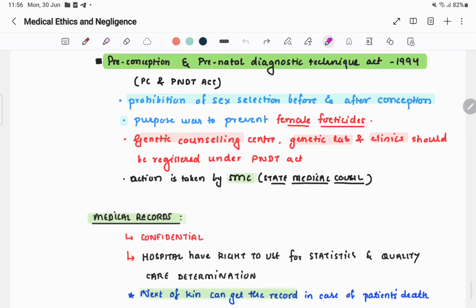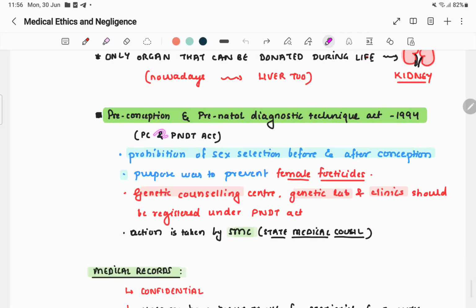Okay, let's talk about the PCPNDT Act, the Preconception and Prenatal Diagnostic Techniques Act, 1994.